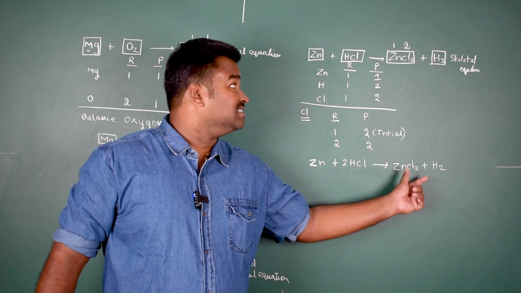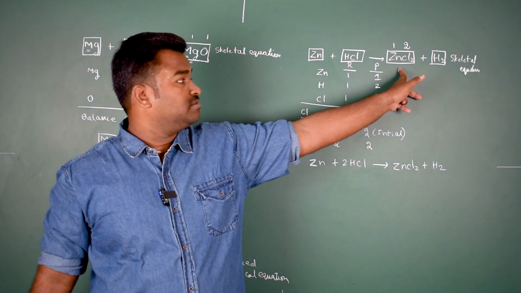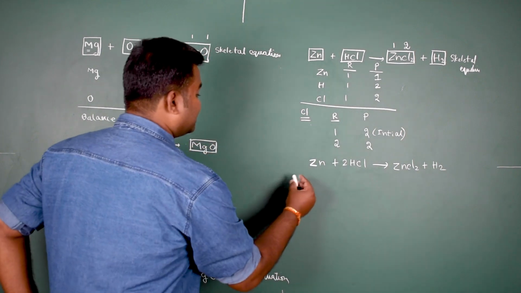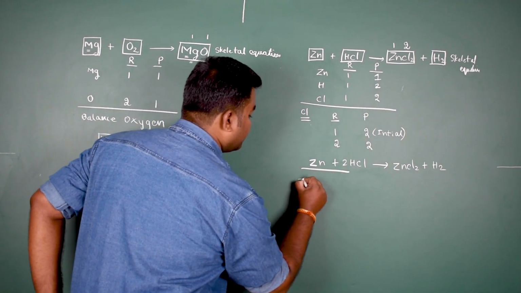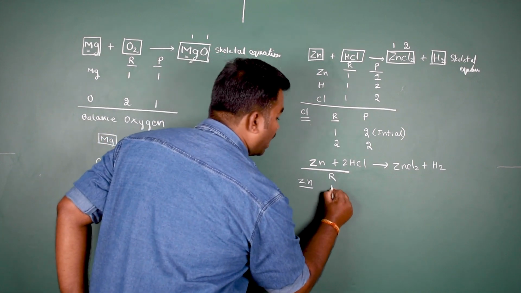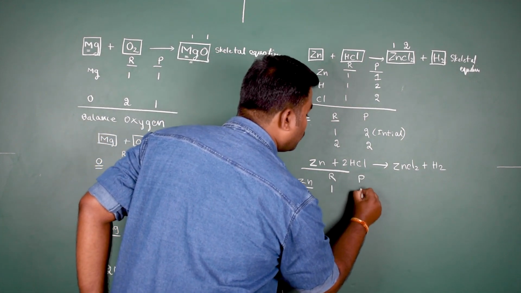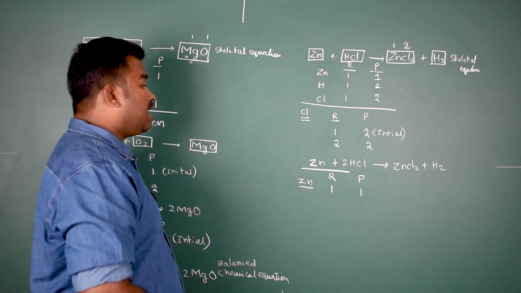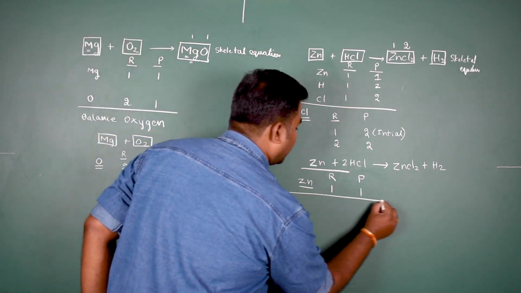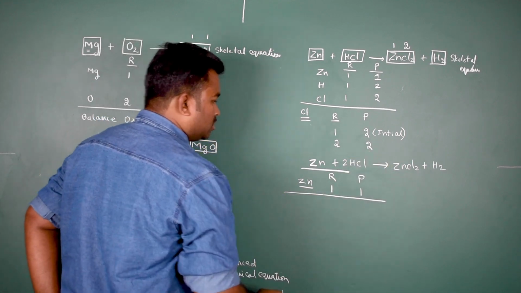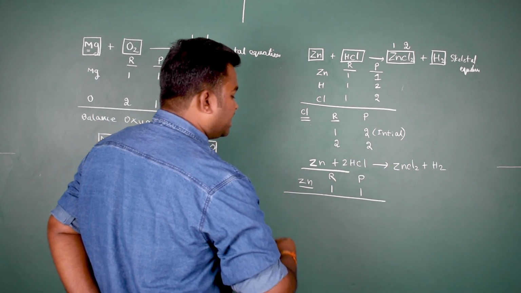Then how about zinc that is present in the compound with the maximum number of atoms? Now I have to balance zinc. To balance zinc, let me see how many atoms there are on the reactant side: 1 atom, and on the product side 1 atom. So zinc is balanced. After balancing zinc, I will go to hydrogen. Hydrogen is the only atom that needs to be balanced.